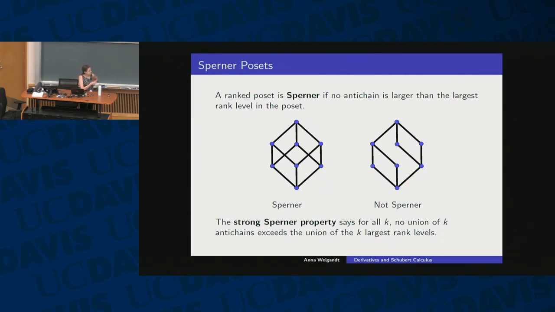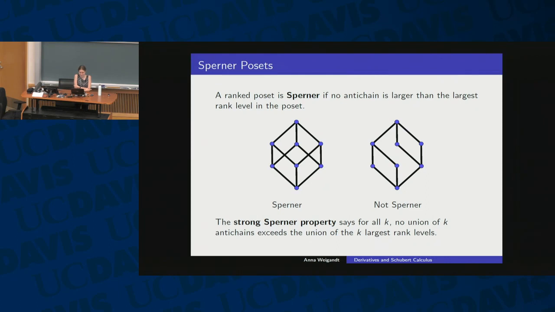So this thing on the left is Sperner. If we try to find antichains, the biggest ones that I can see are just these rank levels. But over here, this one is not Sperner. For instance, I can take these 2 and these 2, and they're all mutually incomparable. So we have an antichain of size 4, but the largest rank level is size 3. Okay, are you with me? Okay. So that's what it means for a poset to be Sperner. And then strong Sperner is just more Sperner.